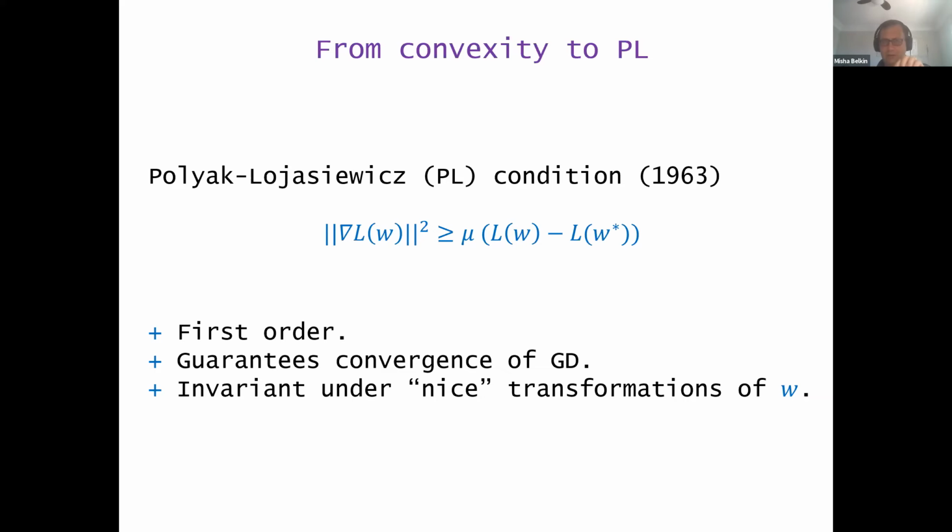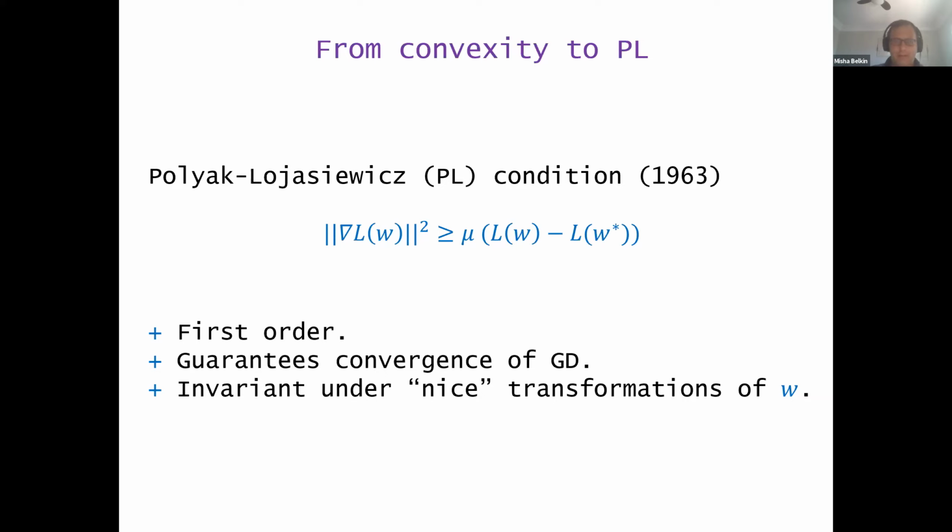What I will argue is that this condition is really the right condition for overparameterized systems. It's this one. There is this restricted strong convexity. There is this other thing. There is also something called pointwise convexity, which is also similar to this.